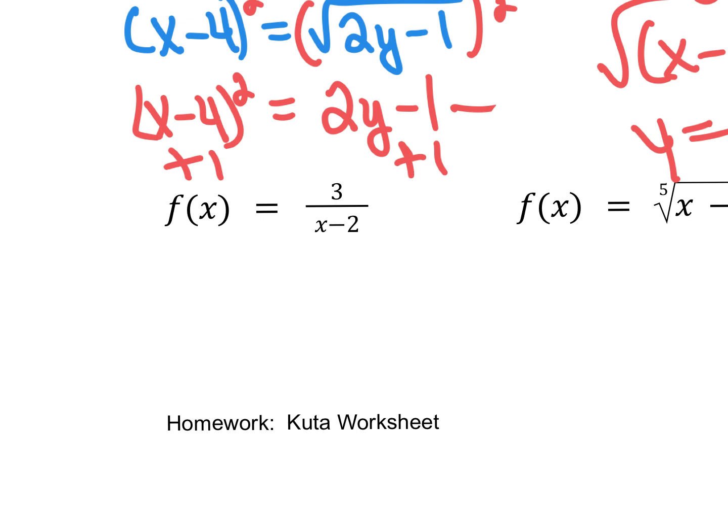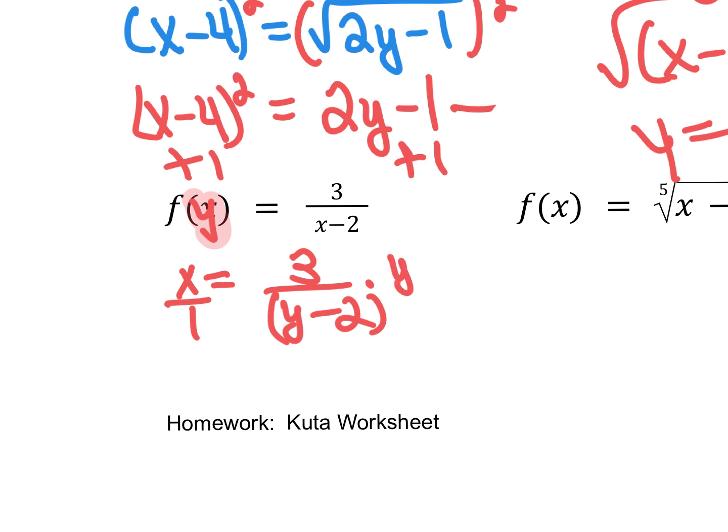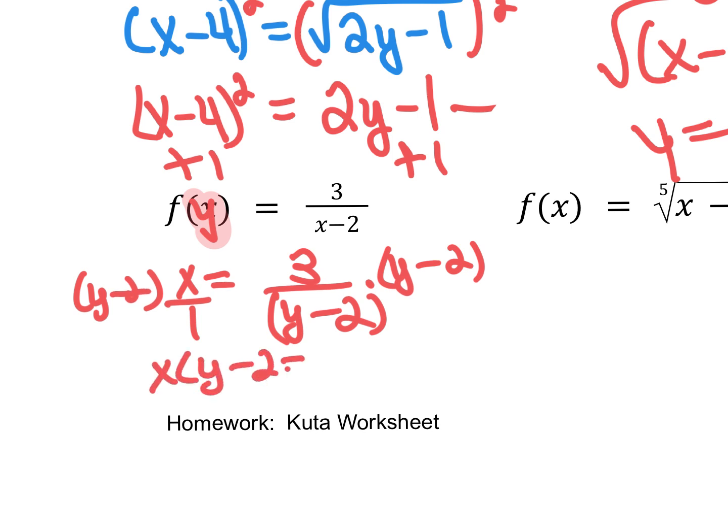We've got y again. So we're going to say x equals 3 divided by y minus 2. To undo divided by, excuse me, I'm not undoing divided by y minus 2. Write that there. We do, though, need to get the y minus 2 out of the denominator. So I'm going to think about it this way. I'm going to multiply both sides by y minus 2, which leaves me with x times y minus 2 equals 3.